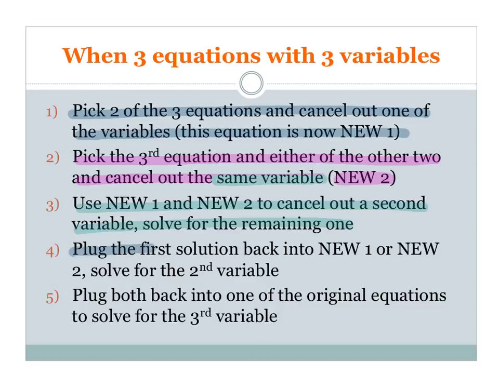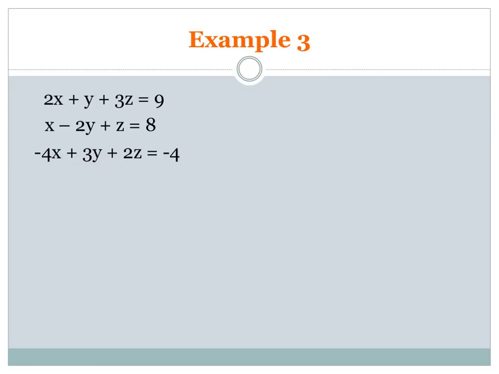You're going to plug the first solution back into new 1 or new 2. This is your back substitution because you'll only have 2 variables in those. Once you get the second variable, you're going to plug them both into the original equation to solve for the third variable. So an example will look just like this.